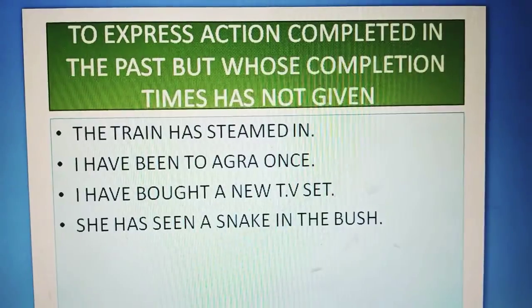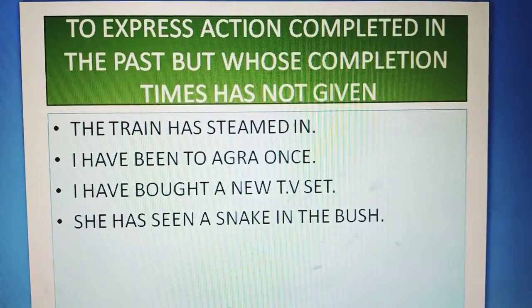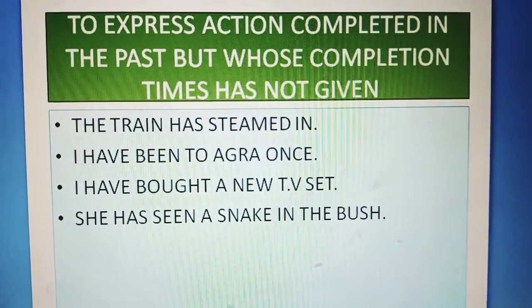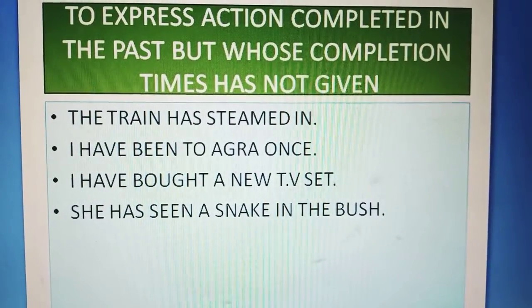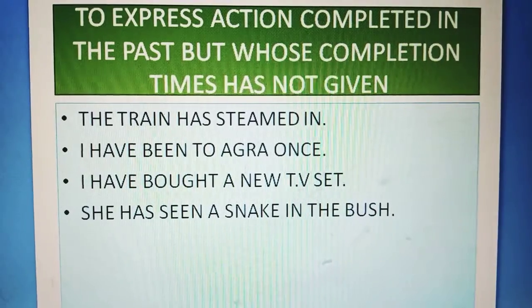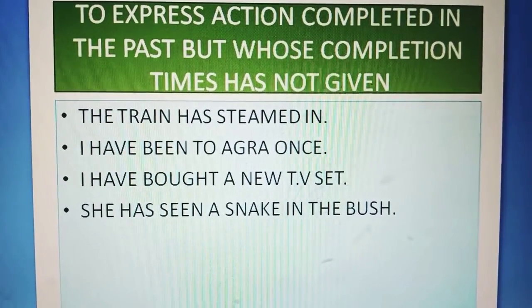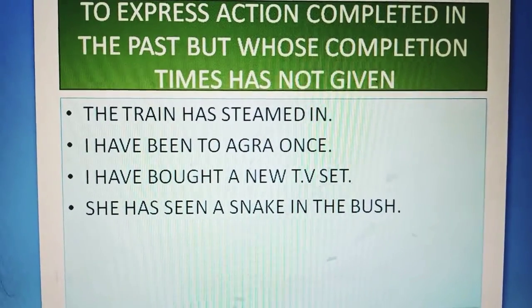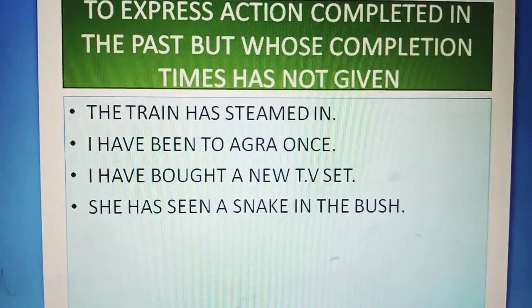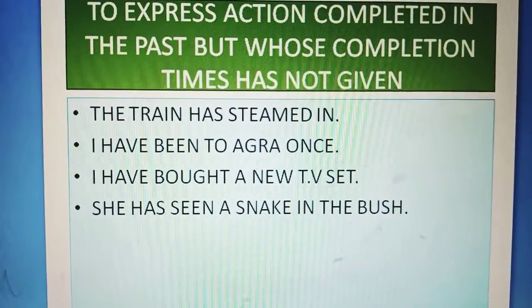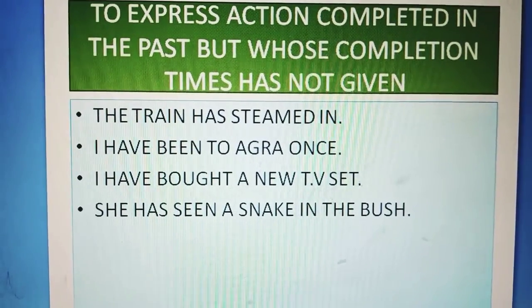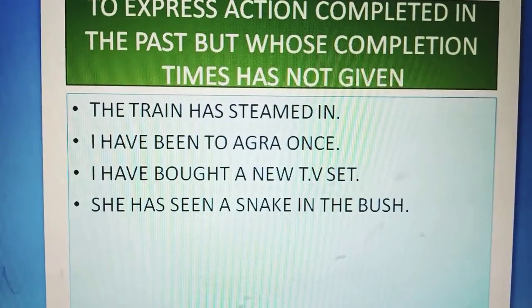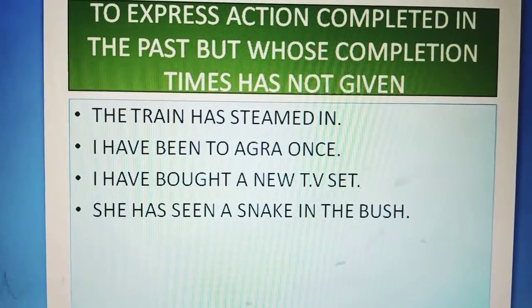Okay, there are expressions like to express action completed in the past but whose completion time has not been given, जिसका कंप्लीशन का टाइम नहीं दिया होता है. इस तरह के एक्सप्रेशन जैसे The train has steamed in, आने ही वाली है, आ चुकी है, सॉरी, The train has steamed in, अभी अभी जो आई है. Okay, I have been to Agra once, एक बार आगरा गया हूँ. I have bought a new TV set and she has seen a snake in the bush, and these are some expressions.